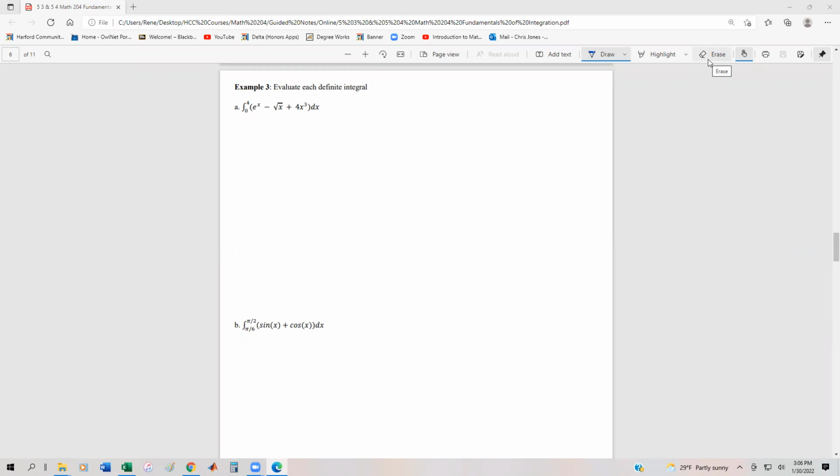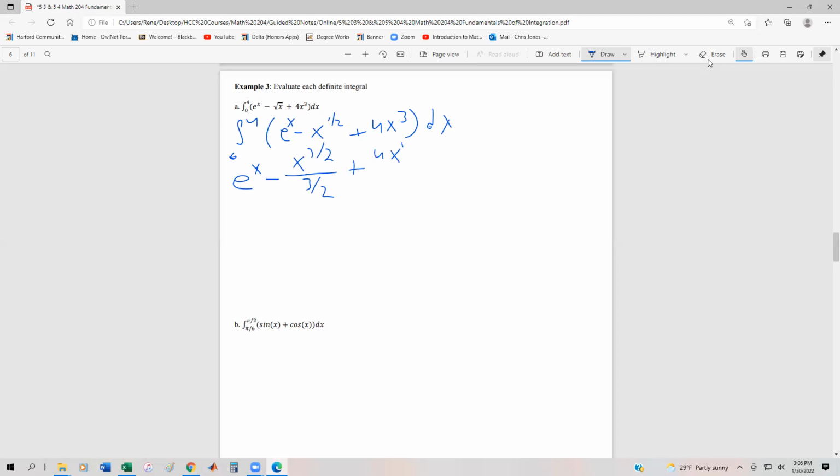To prepare this for integration, we're going to change that square root of x into an x to the 1/2 power. Now we can use our rules of antiderivatives. The antiderivative of e to the x is e to the x. For x to the 1/2, we add 1 and divide by the new exponent, which is 3/2. And then we have 4x cubed: we add 1 and divide by the new exponent. No plus c, because it's a definite integral, and it ranges from 0 to 4.